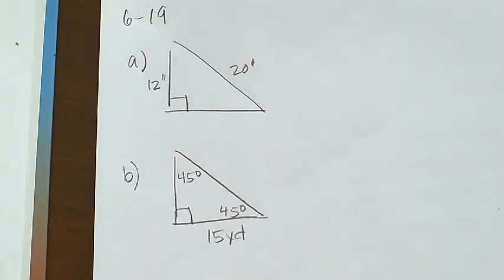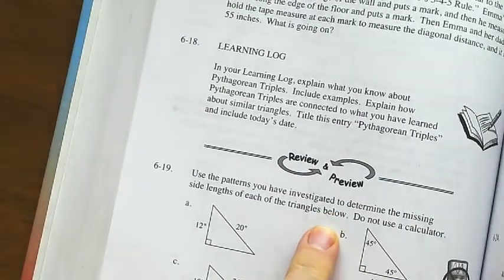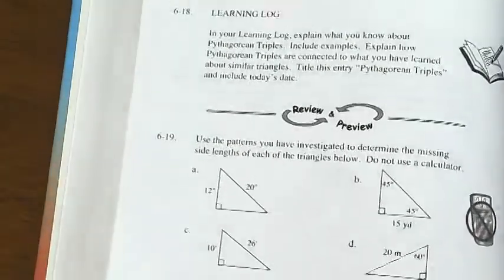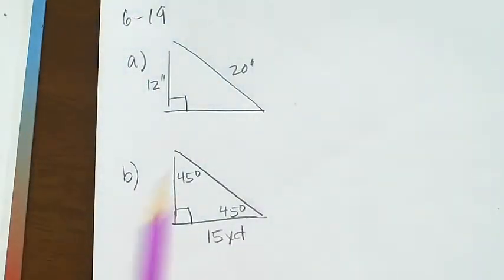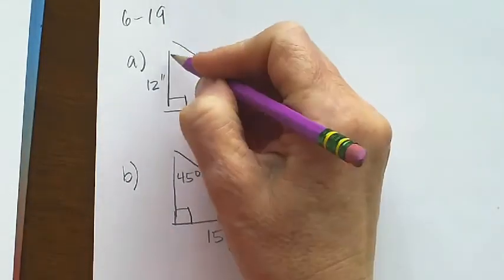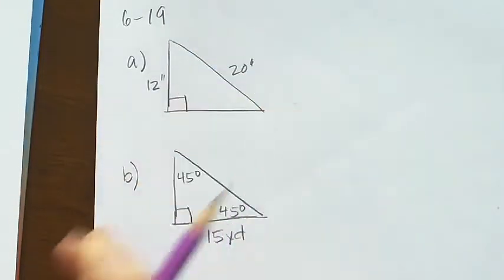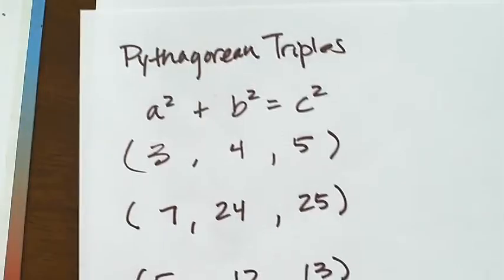Part A, it says on 619 to use the patterns you have investigated to determine the missing side lengths of each of the triangles below. So these might be 30, 60, 90 triangles, or we might be looking at some triples here. Well, this is definitely going to be a triple because I don't know the measures of these two acute angles, so it can't be a 30, 60, 90 or a 45, 45, 90. So it must be a triple.